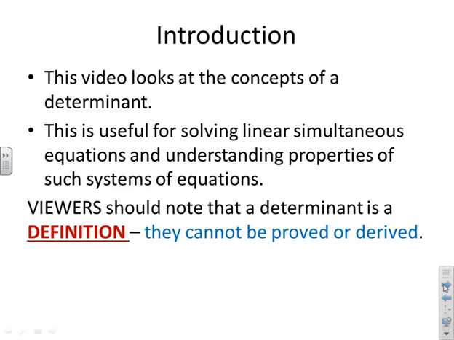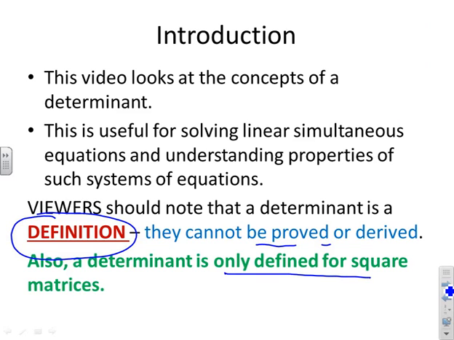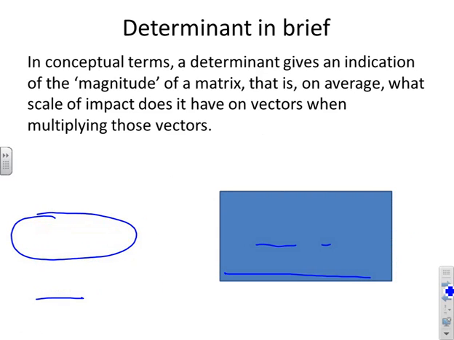But what you should note very carefully here is that a determinant is a definition, because it's easy to think, oh, can I prove it, can I derive it? And don't try, just take it for granted. It's a definition, and note it's only defined for square matrices.